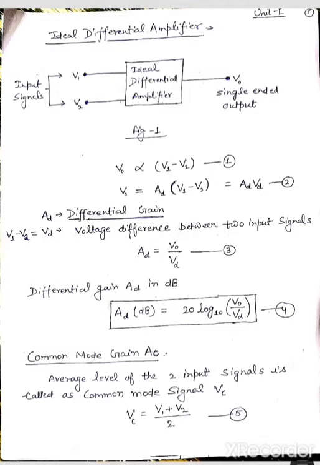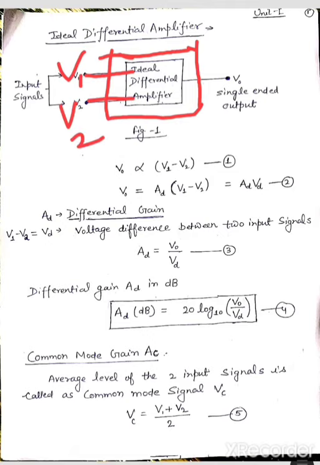Here a figure is given below which illustrates a differential amplifier. It shows a differential amplifier which has two inputs represented by V1 and V2. It has two input signals and one single-ended output represented by VO. So an ideal differential amplifier figure is shown here.